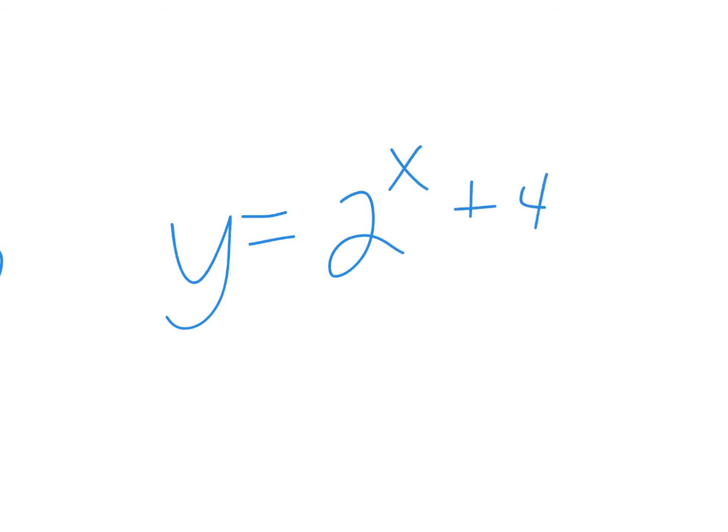So if I give you one like this, y equals 2 to the x plus 4, I move the whole graph up 4. The asymptote has to be moved up 4. So the asymptote isn't at y equals 0 anymore. It would be where? Y equals 4.